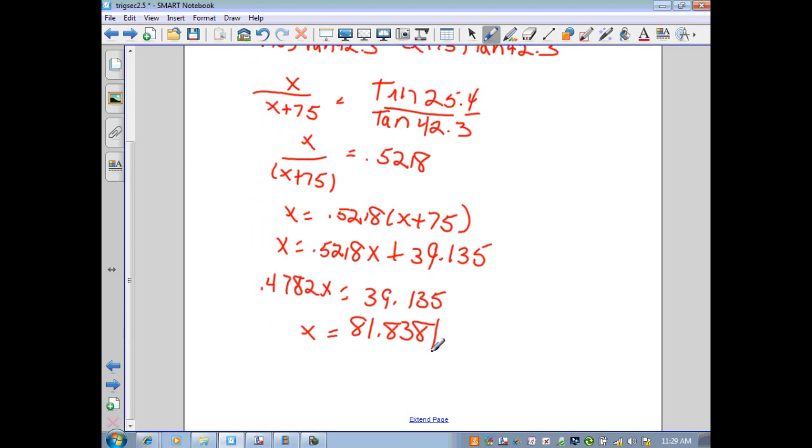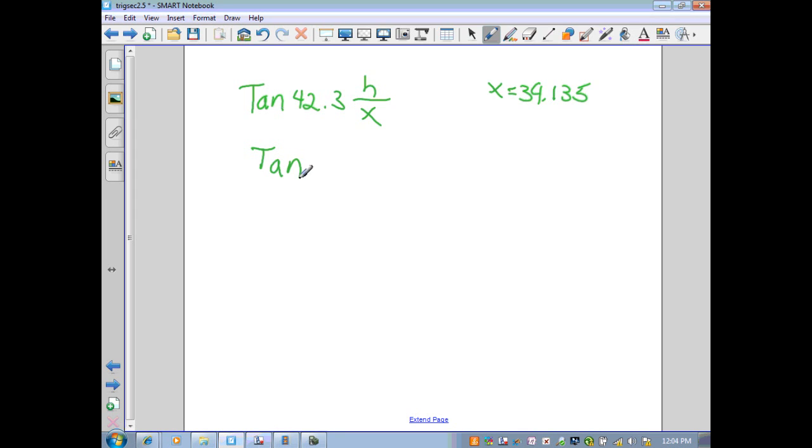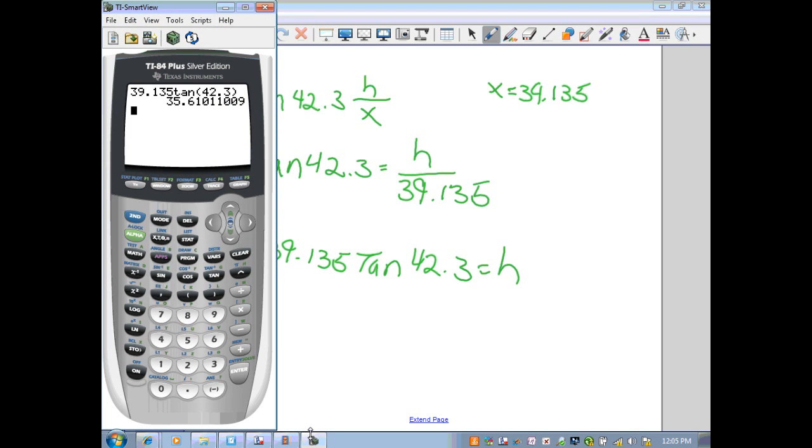To complete the problem, all I need to do is take my value for X and substitute it into one of my original equations. This is the easiest one. That would give me tangent of 42.3 equals H over 39.135. Solving for H, I get 39.135 tangent of 42.3. Then I can substitute into the calculator. I've done that already, and my solution would be 35.610.